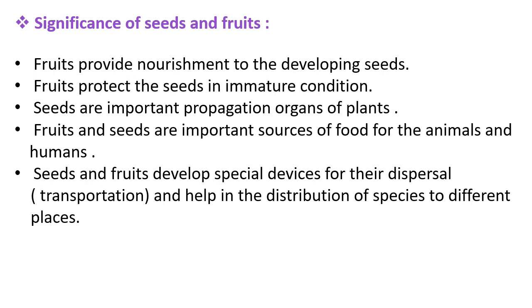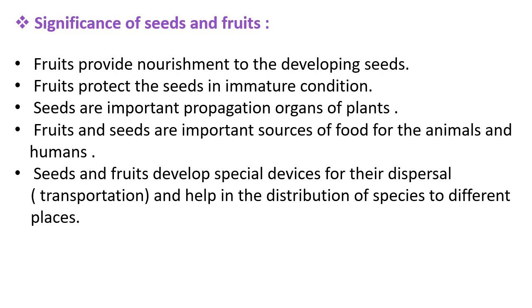The seeds are important propagation organs of the plants. That means we can use seed to grow or to develop new plants. The fruits and seeds are important sources of food for animals as well as humans. The seeds and fruits develop special devices for their dispersal and help in the distribution of species to different places.